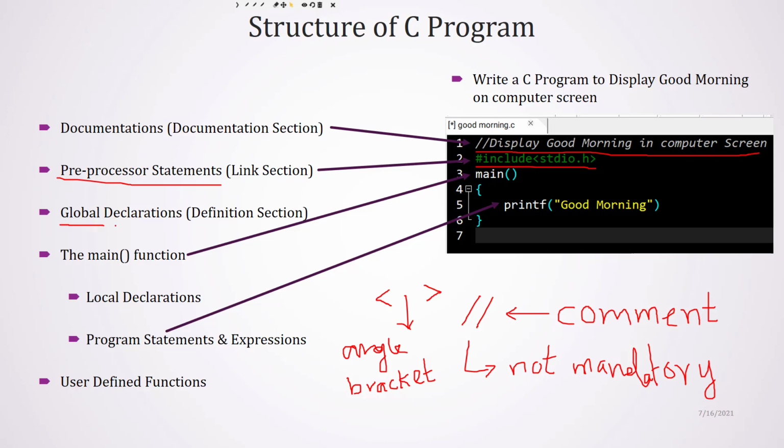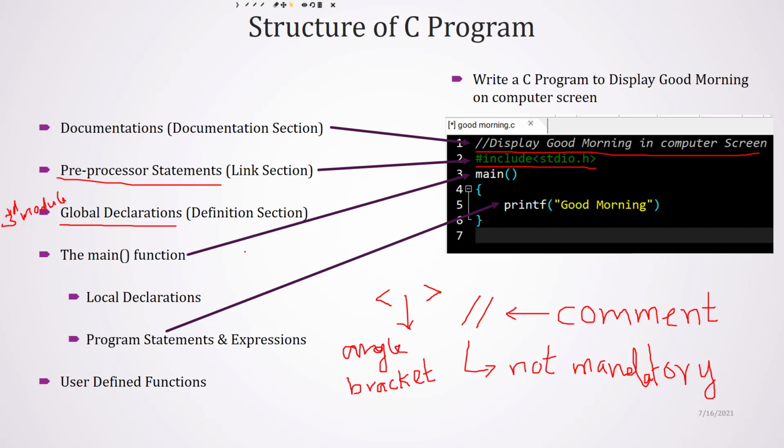Next part is the global declaration. In this program we didn't have any global declaration. In the third module we will discuss this. By the time we see more programs, you will get a clear idea about it. At that time we will discuss global declarations.